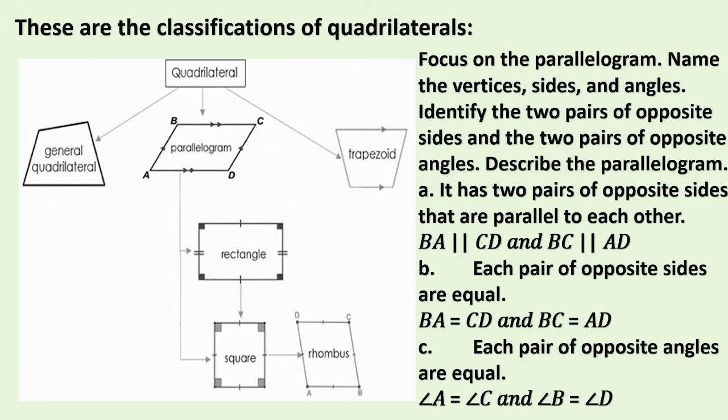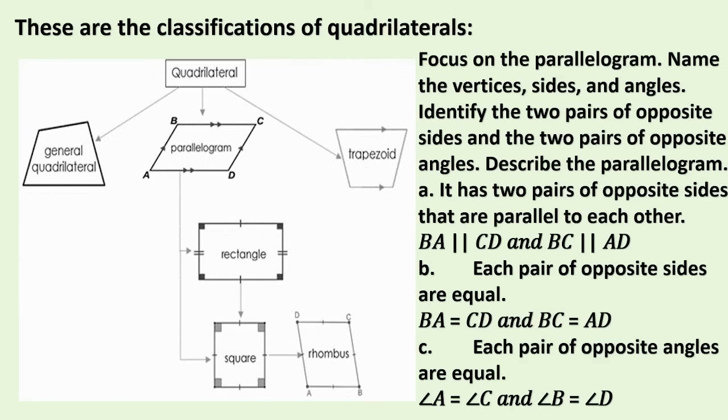Focus on the parallelogram. Name the vertices, sides, and angles. Identify the 2 pairs of opposite sides and the 2 pairs of opposite angles. Describe the parallelogram. It has 2 pairs of opposite sides that are parallel to each other. Line BA is parallel to line CD, and BC is parallel to line AD. Each pair of opposite sides are equal. So line BA equals line CD and line BC equals line AD.